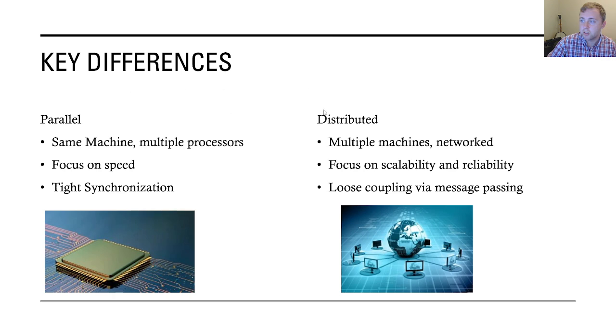So this is just another outline. The difference is you got parallel, same machine, multiple processors. Their biggest focus, like I said, is on speed and gives you that tight synchronization. Distributed, you got multiple machines all networked to the same network, and they focus on the scalability, the fault tolerance, the reliability, loose coupling via message passing via the network. So that's the biggest differences between parallel and distributed computing.